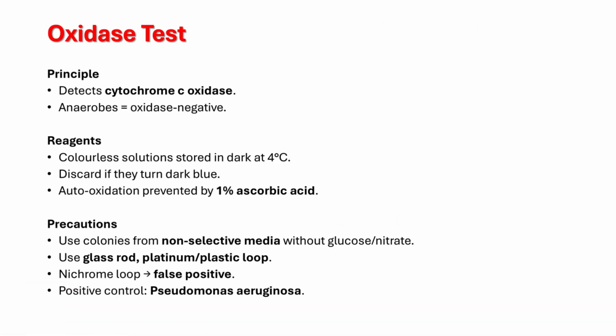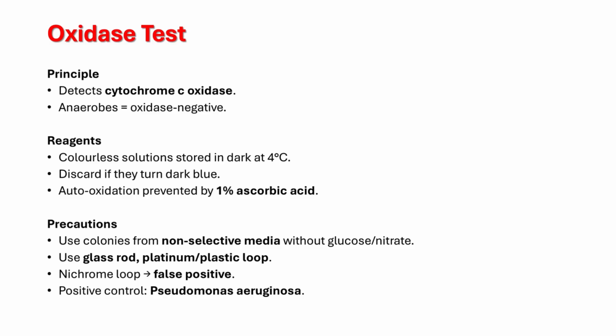Next, oxidase test. The oxidase test identifies bacteria that possess cytochrome c oxidase. Anaerobic bacteria are oxidase negative. The reagents used must remain colorless. If they turn dark blue, they are oxidized and should not be used. Autooxidation can be slowed by adding 1% ascorbic acid.